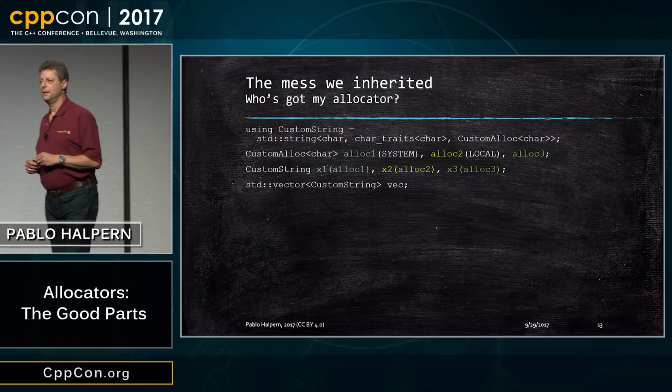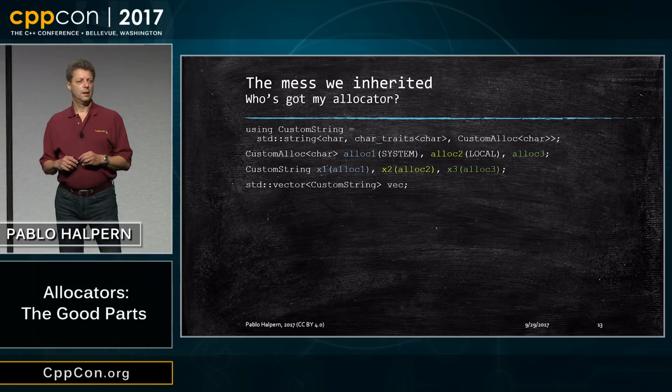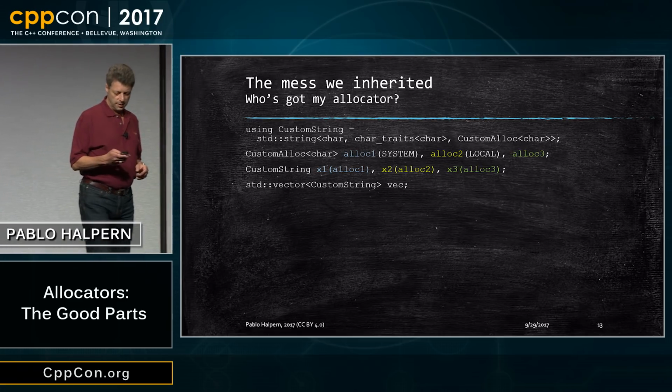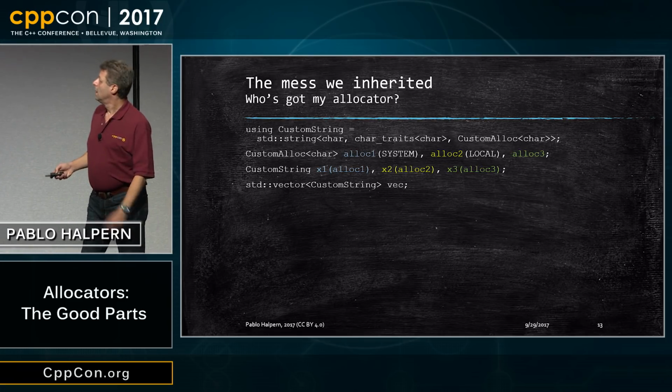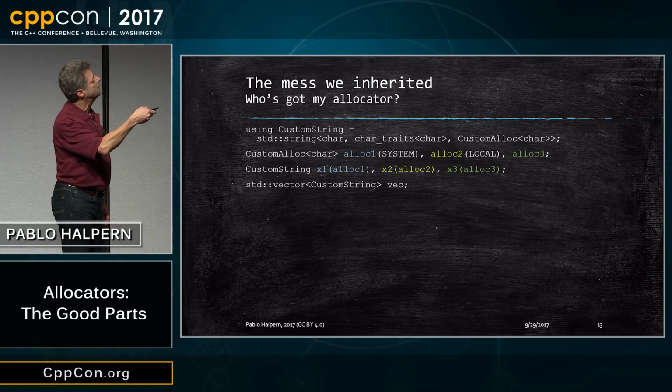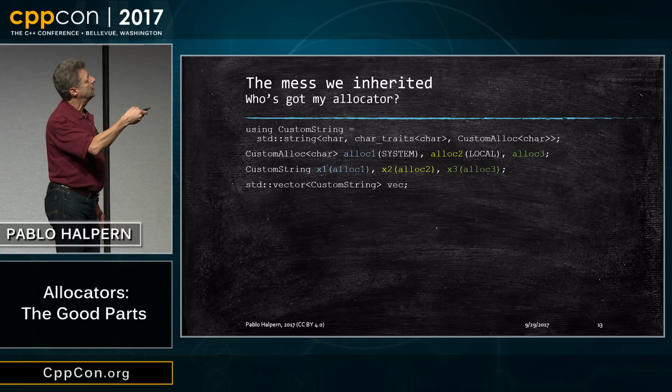Here's the mess we inherited. This has to do with the way allocators are propagated when you copy an object, copy construct an object. So I'll walk you through this code a little bit. This first line declares this custom string class whose allocator is this custom allocator. Now, the custom string is just, oh, this is a typo. This should be basic string, I'm sorry.